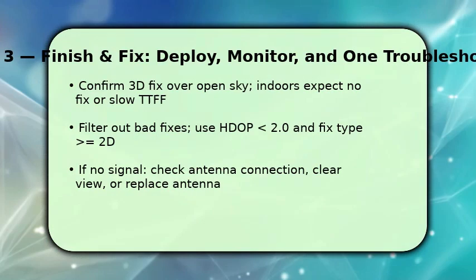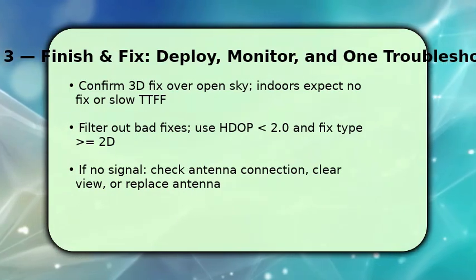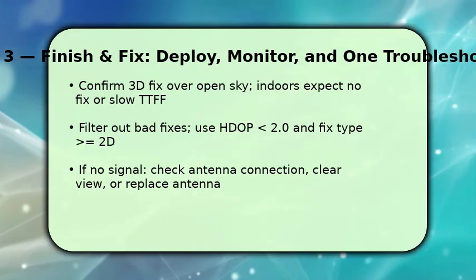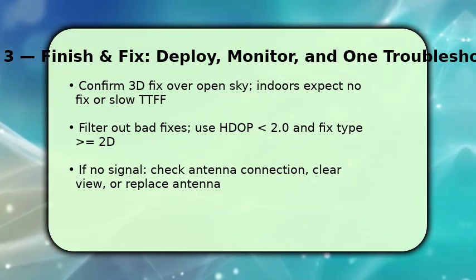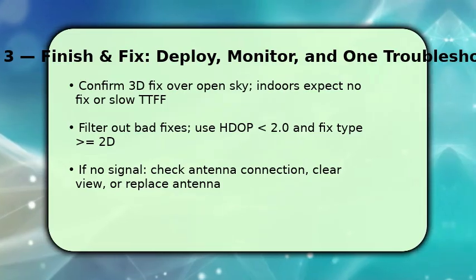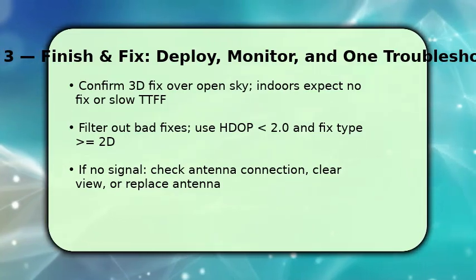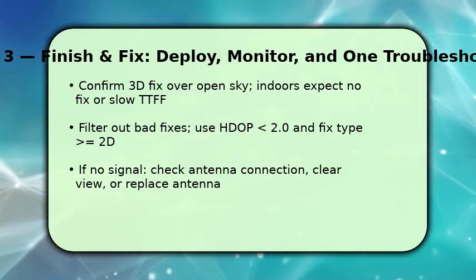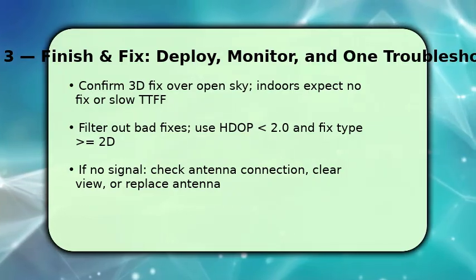Typically, you finish by validating real-world performance. Move outside, wait for a 3D fix, and watch time to first fix. Then implement basic filtering. Discard fixes with high HDOP or invalid fix type so your app doesn't use junk positions. Once done, log positions to storage or stream them over telemetry.